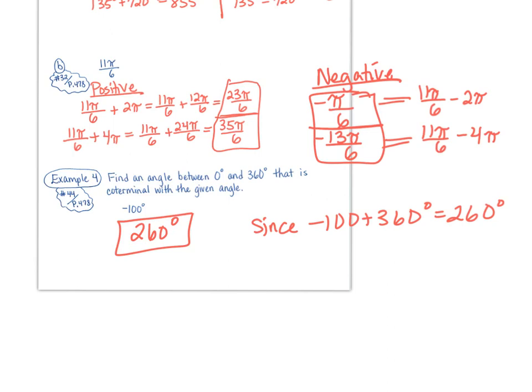Now, there's some other ways that you can do it. Like you can take the number and divide it by 360 and look at the remainder. You can do that as well.